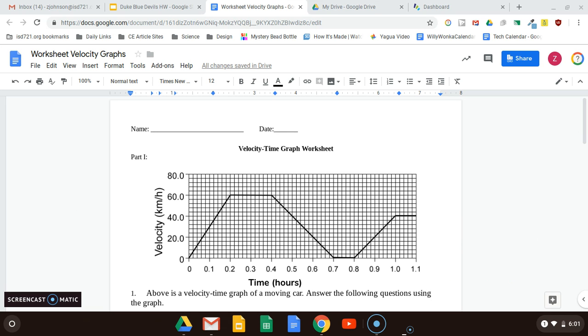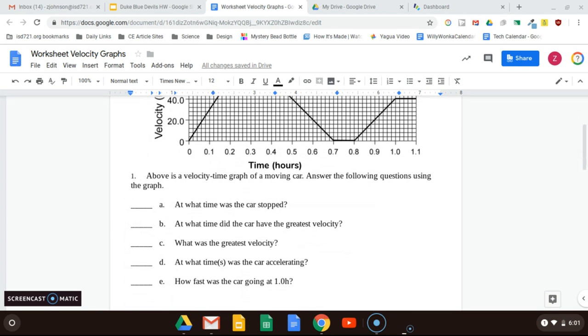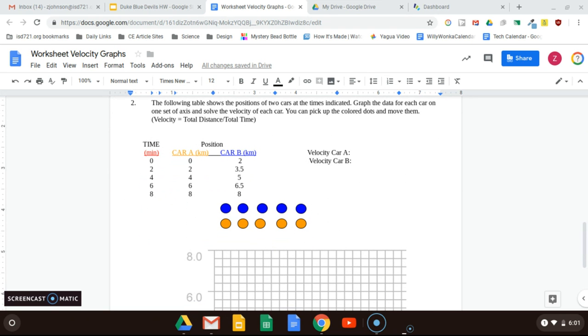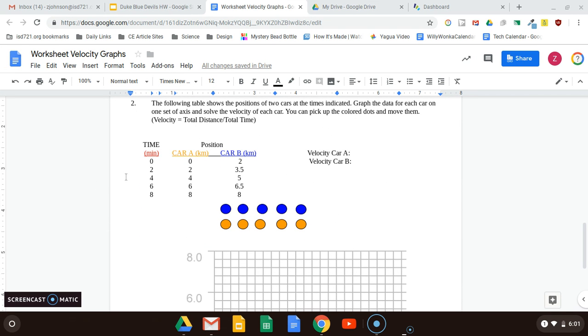So your blended learning day today is going to be this. In your Science 6 folder, you guys are going to find a Google Doc called Worksheet Velocity Graphs right up here in the corner. Your name's going to be on the end of it. You're going to find that this is going to be more practice of velocity and time graphs that we've been working on. So you're going to see here, there's a velocity and a time graph that you're just going to answer some questions on. And then below here is going to be a problem with two sets of data for two cars.